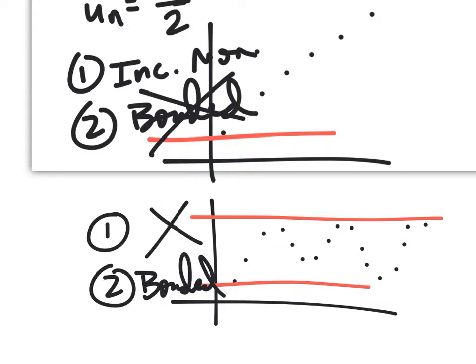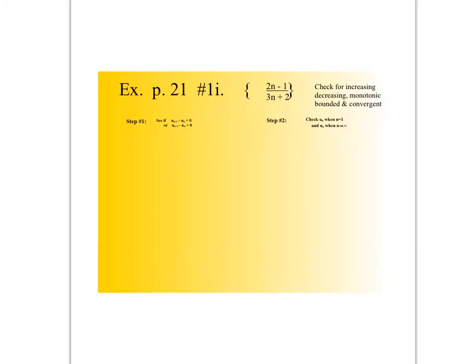But it's not increasing or decreasing. It's both, right? So it's not monotonic increasing or monotonic decreasing. Therefore, that would be a failure of the first step. So let's look at a couple of examples.